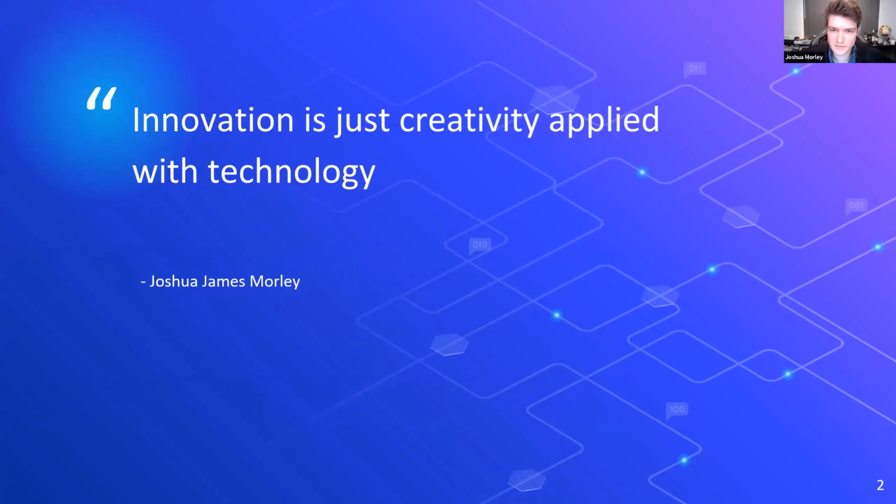Innovation is just creativity applied with technology. I like to start a lot of my lectures with that quote because the idea is critical in cybersecurity. Because as white hats, we need to be creative and innovative to protect against hundreds, thousands, or more flaws in solutions that we write or protect, whereas malicious actors may only need to successfully hit one vulnerability to be effective.